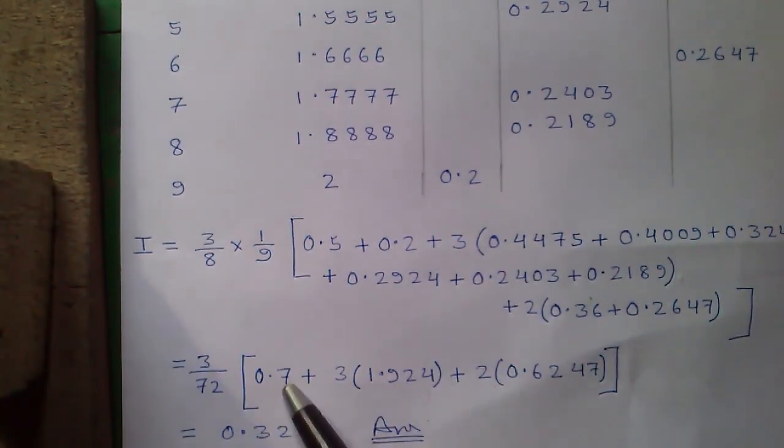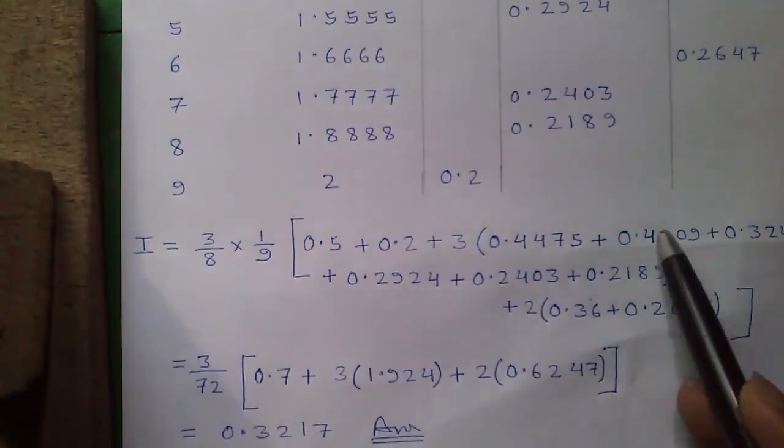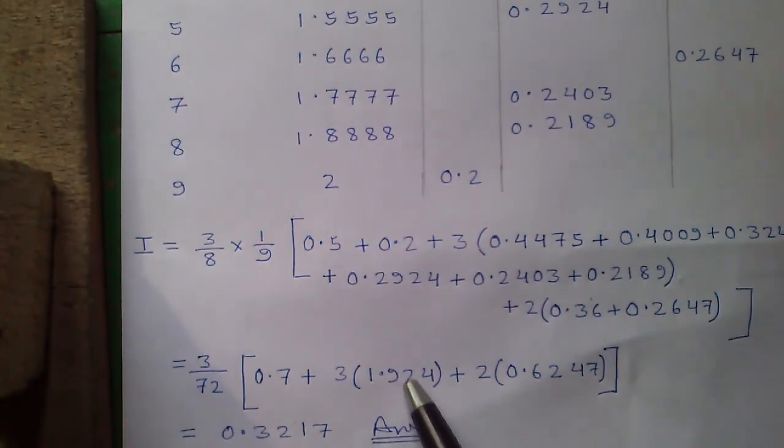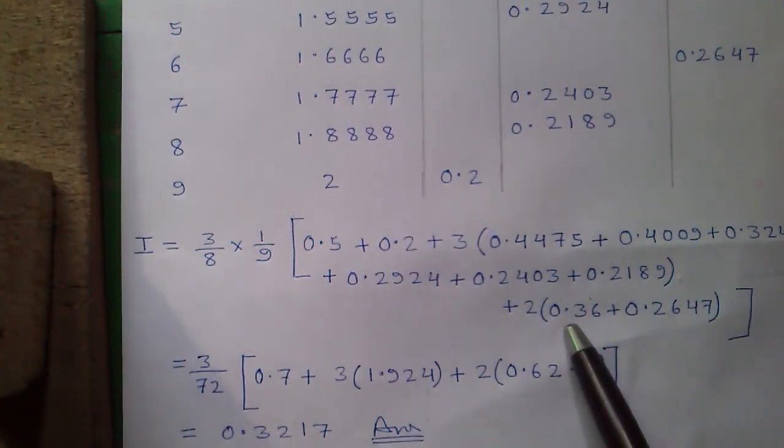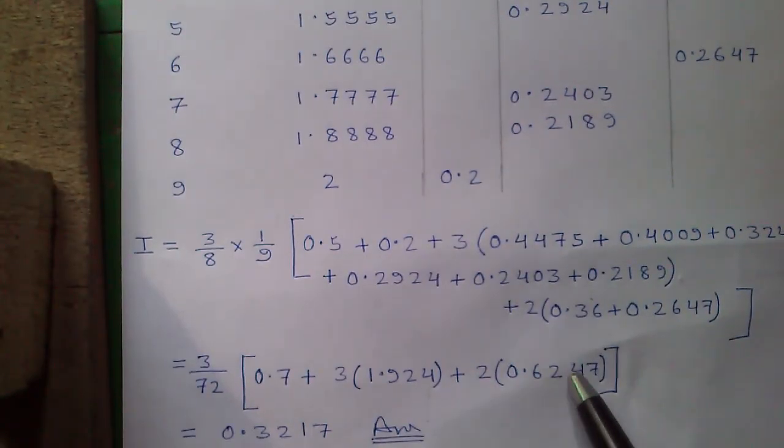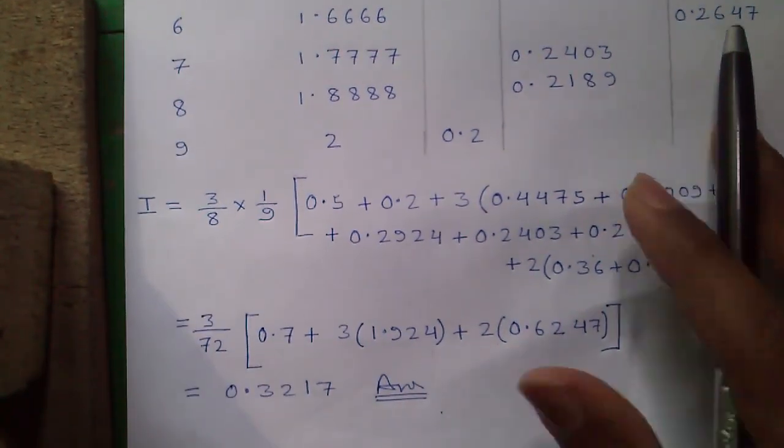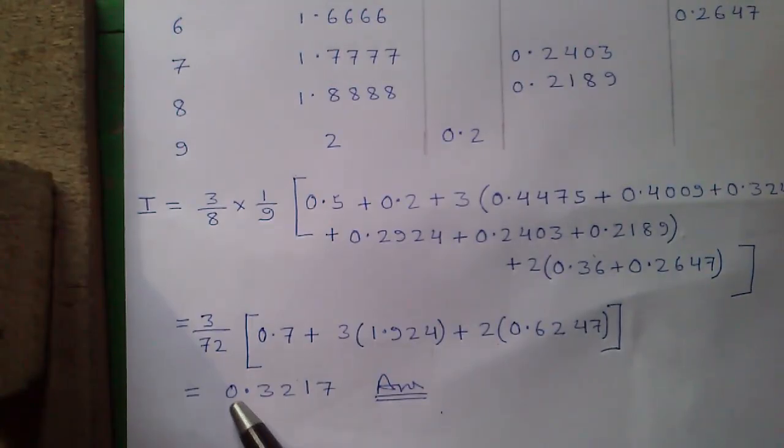Adding these two, 0.7, plus 3 into the sum of all these values, which is 1.924, plus 2 into adding this, you will get 0.6247. So simplifying this, you will get 0.3217. So this is our required integration value using Simpson 3/8 rule.